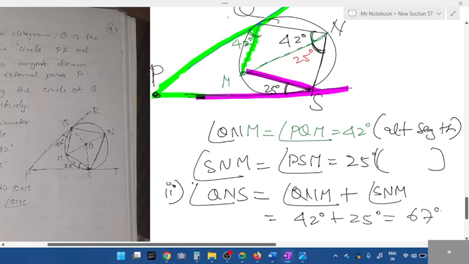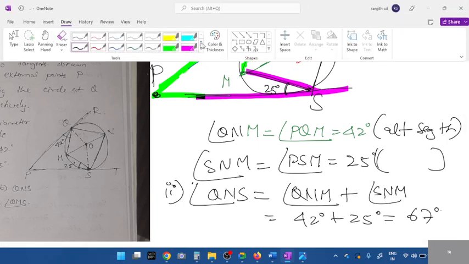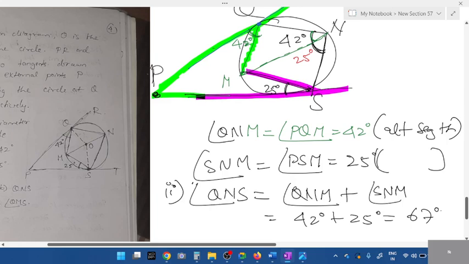Simple. Tangent and chord is given and there is an angle outside. If you observe properly, in most of the questions which we solved, the angle will be inside the quadrilateral. But look at this angle. Where are this 42 and 25? It is located outside. It is touching the tangent and chord. That is what you have to understand. So the answer is 67 degrees. So second part is done. Total 4 marks question.